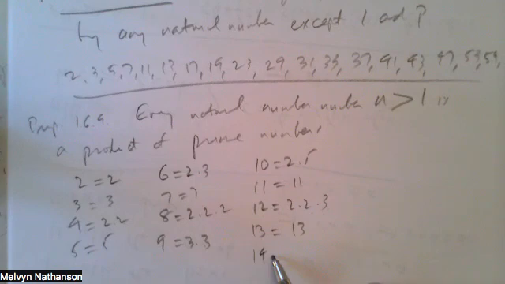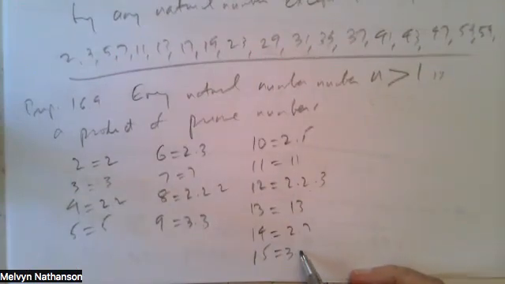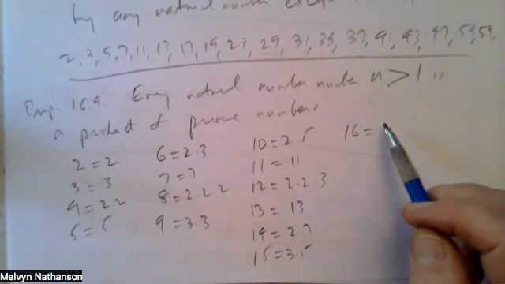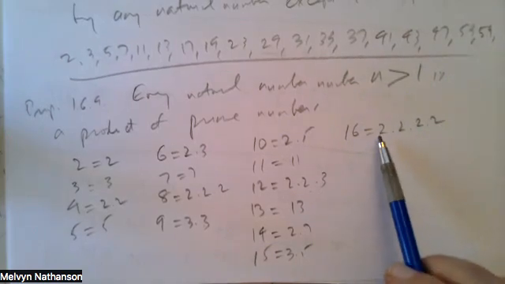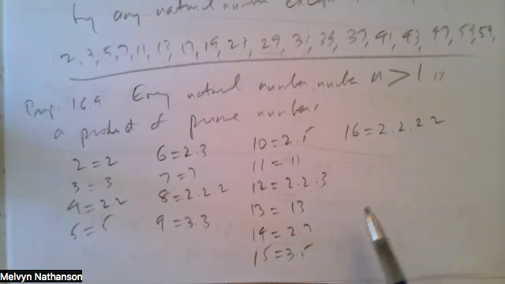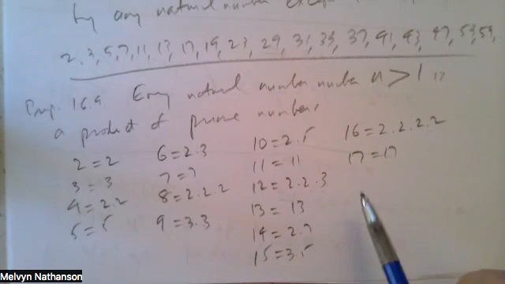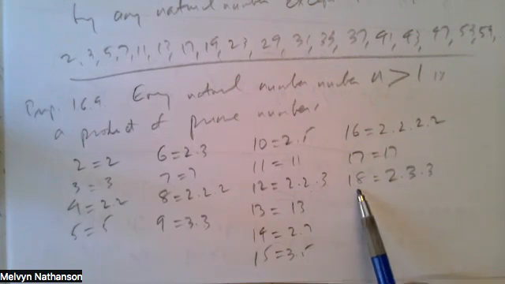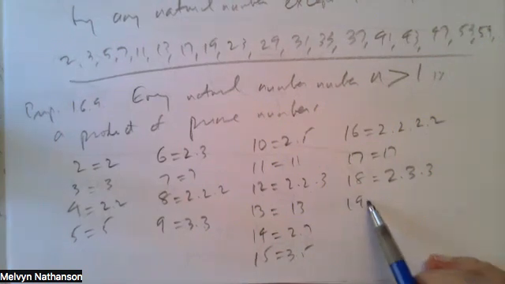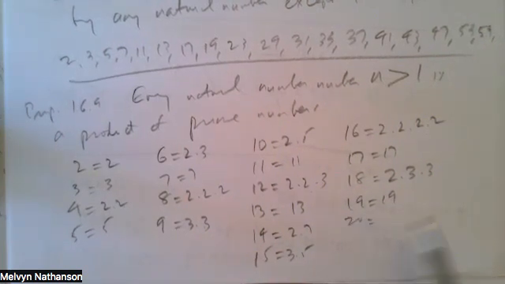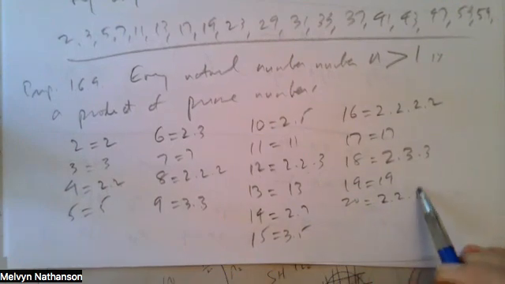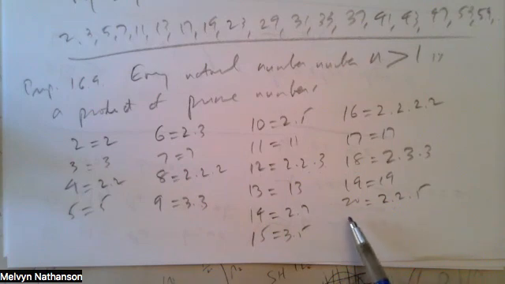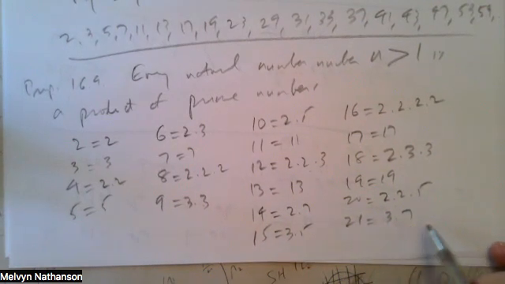13 is a prime. 14 is 2 times 7. 15 is 3 times 5. 16 is 2 times 2 times 2 times 2. It's a product of 4 primes, and all 4 primes are equal to 2. 17 is a prime. 18 is 3 times 6, but 6 is 2 times 3, so 18 is 2 times 3 times 3. 19 is 19. 20 is 4 times 5, and 4 is 2 times 2, so 20 is 2 times 2 times 5. 21 is 3 times 7. And so on. It's a lot of fun trying to factor integers.